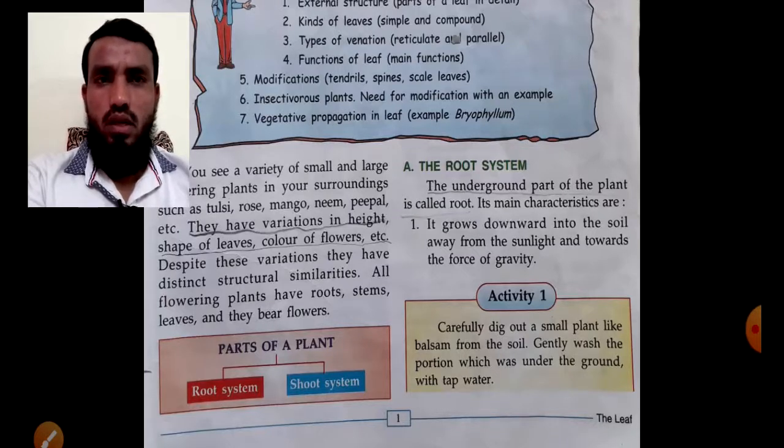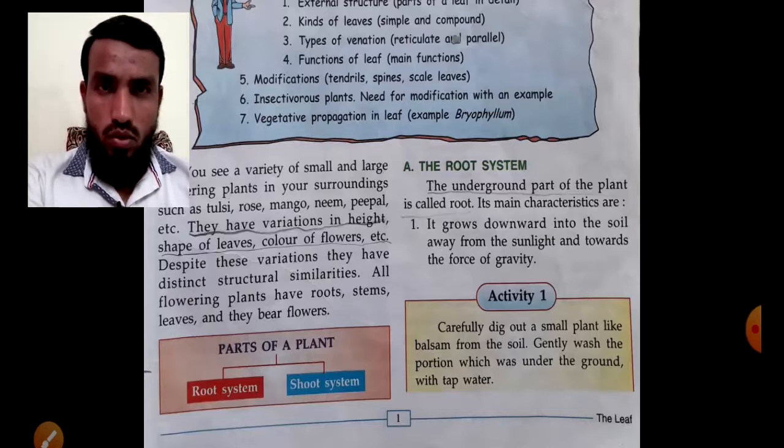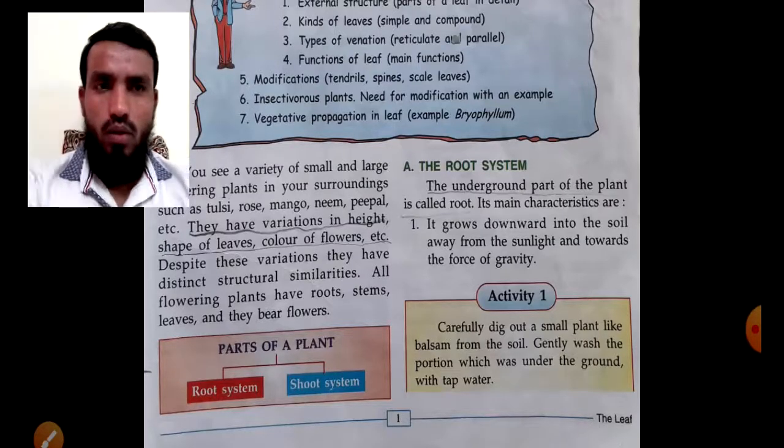That we'll see in detail now. Why the roots are there, why there is a need for the roots, and what the types of roots are. Everything in detail, we will see now, one by one.